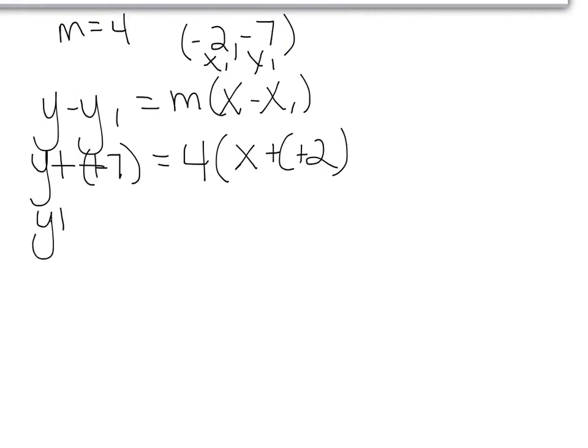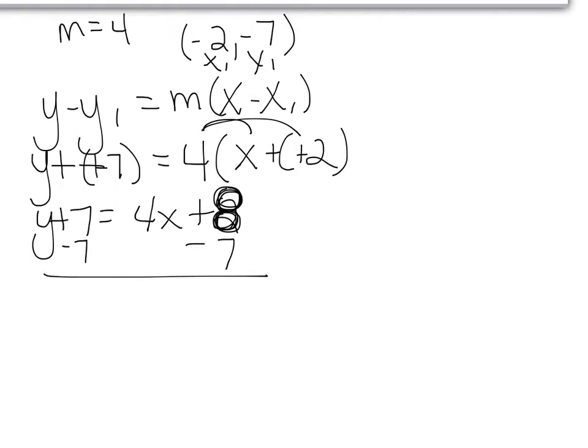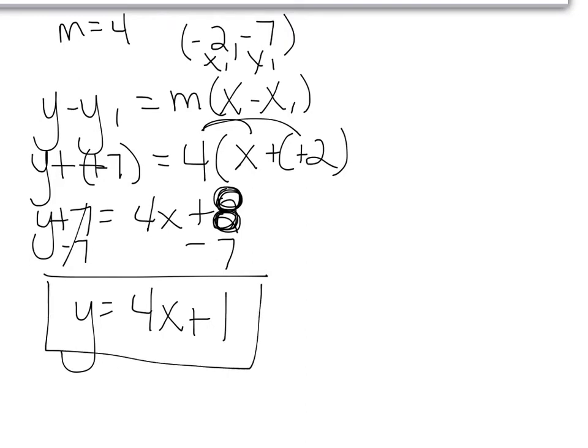So you have y plus 7 is equal to 4x plus 8 when you distribute the 4. Then I'm going to subtract 7 from both sides, and you get y is equal to 4x plus 1. Either way, you get the same answer.